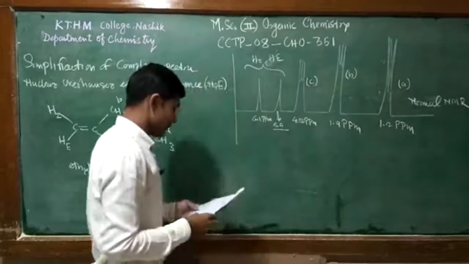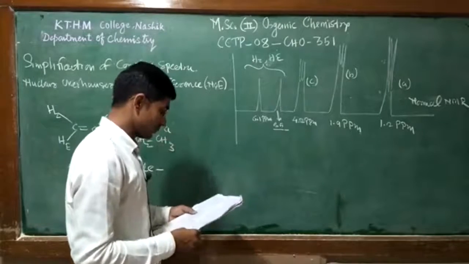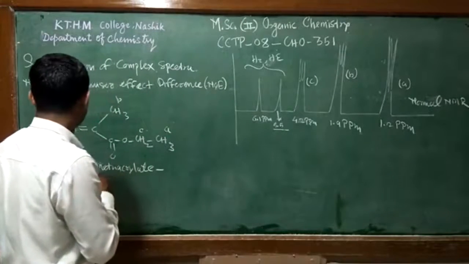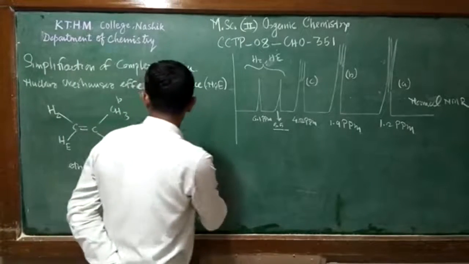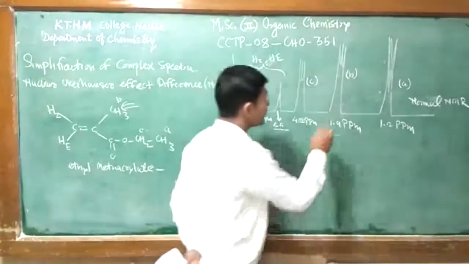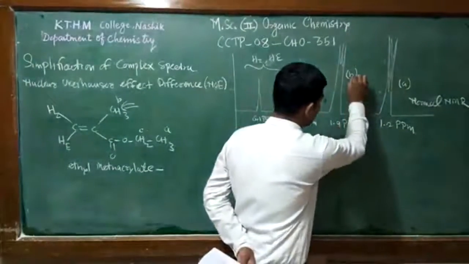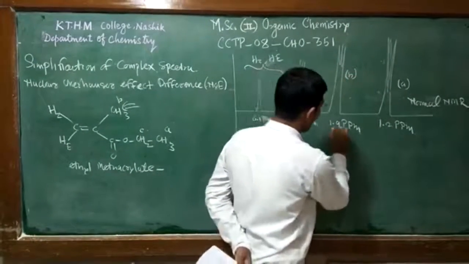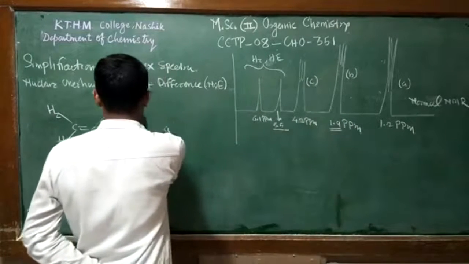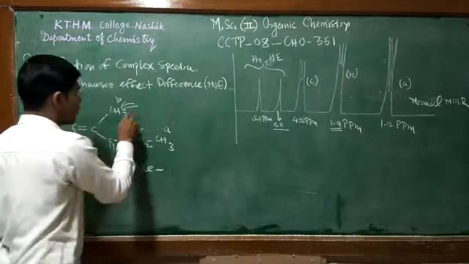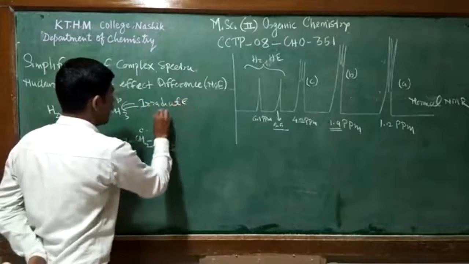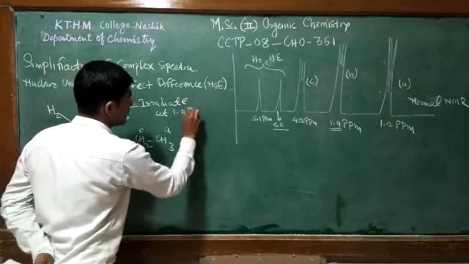In the second spectrum, we are going to irradiate this group of protons, that is, irradiation at 1.9 ppm, particularly the methyl protons which are attached to the carbon-carbon double bond. So irradiate at 1.9 ppm.